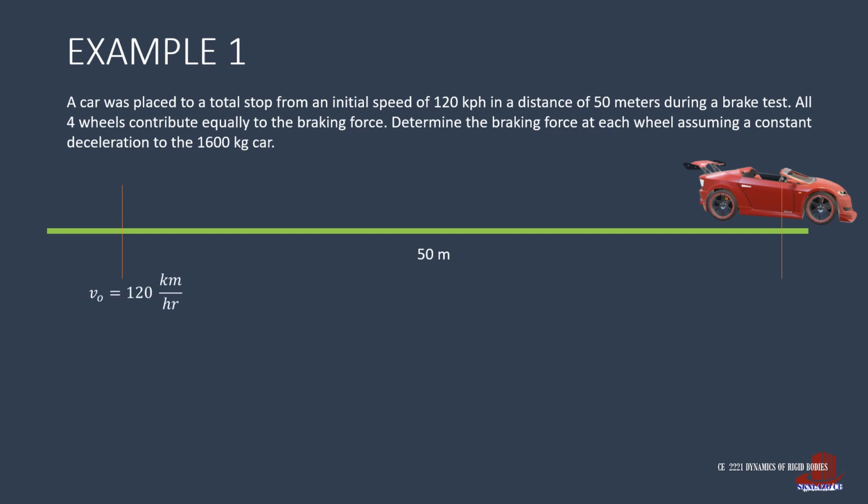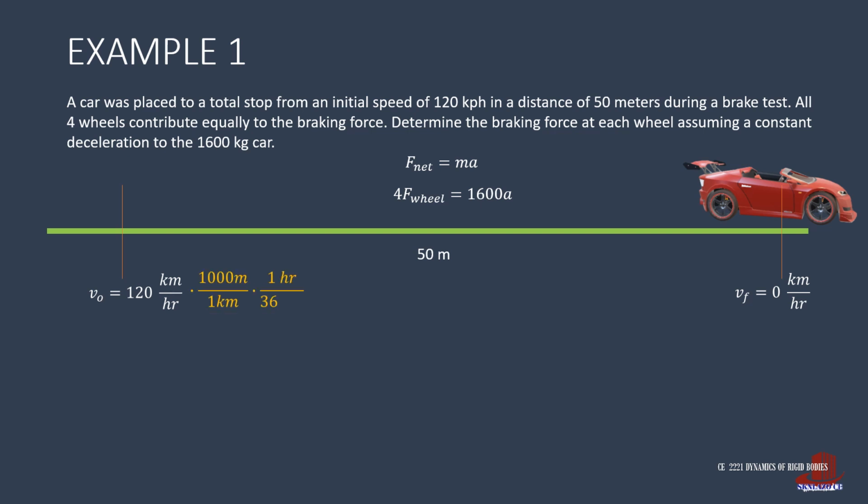At point 1, the velocity is 120 kilometers per hour, and it has fully stopped at point 2. Newton's law states that the net force is the product of the mass of the particle and its acceleration, and this can be rewritten as the four wheels' braking force equal to the car's mass of 1,600 kilograms times acceleration.